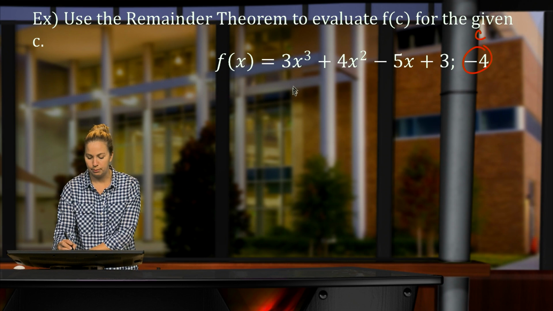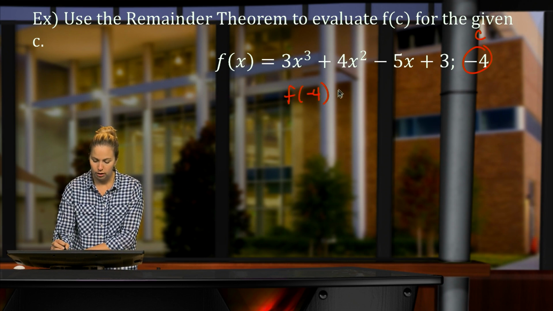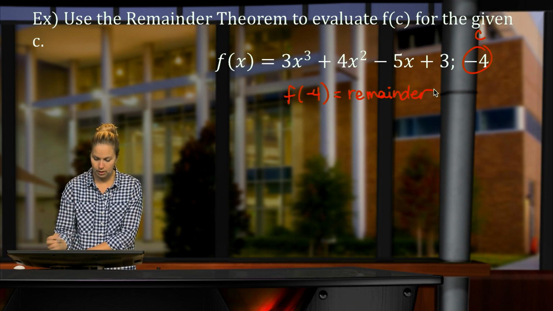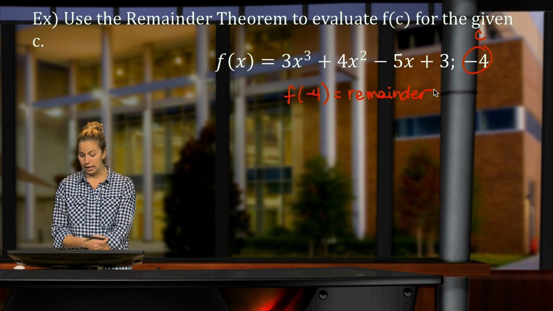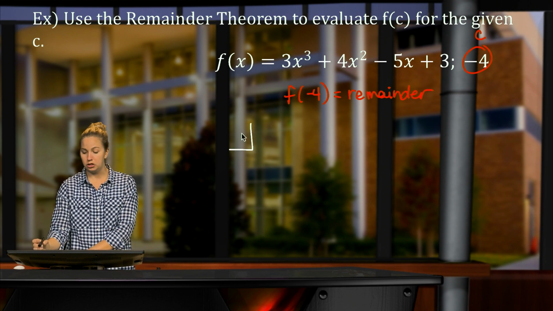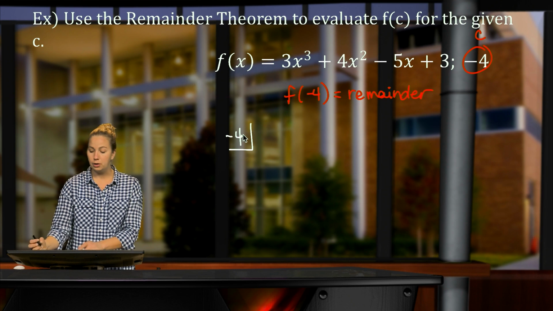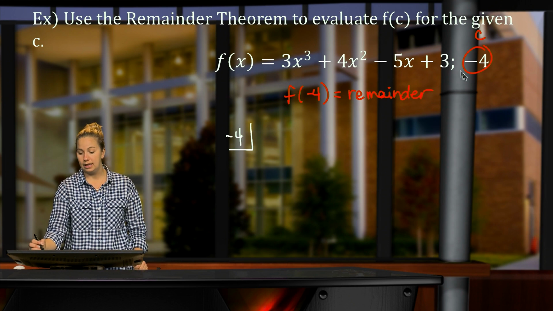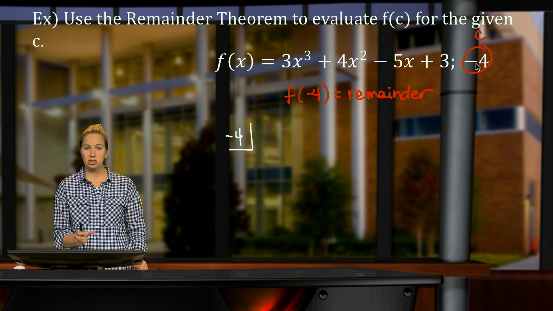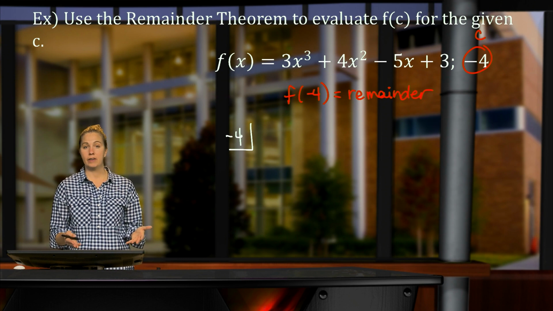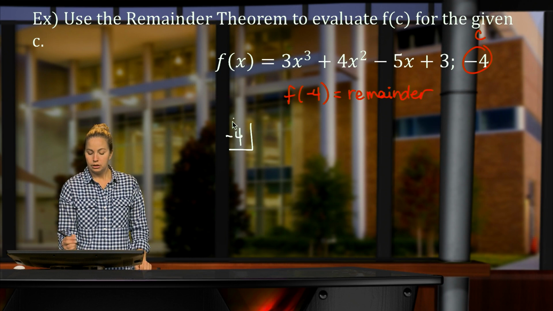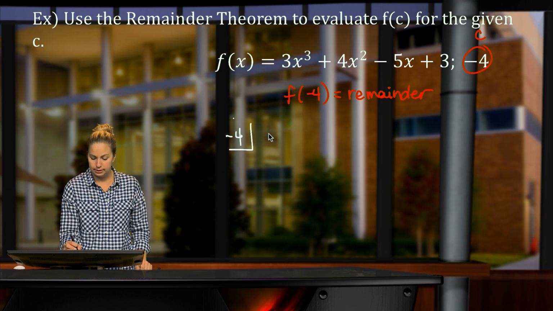So to summarize, f of negative 4 is going to equal the remainder. So I need to find that remainder using synthetic division. Inside my box for synthetic division, we put our c, negative 4. Now notice I didn't change the sign here because this value given was c. Only when the constant is attached to x, like in the divisor x minus 2 or x plus 3, do you change the sign. So we place c and then we list out our coefficients.